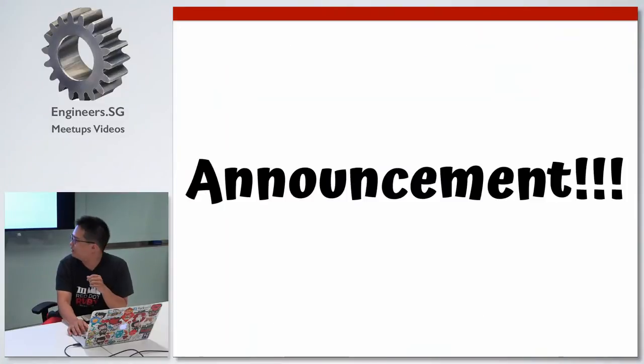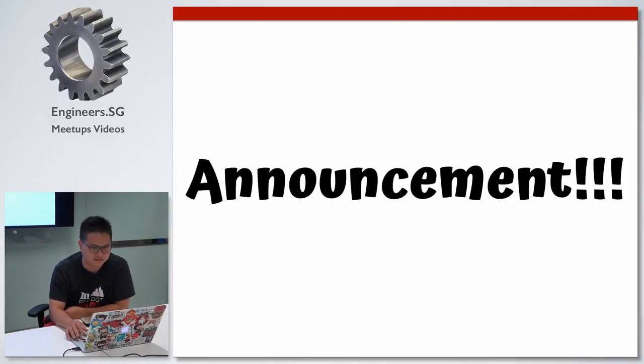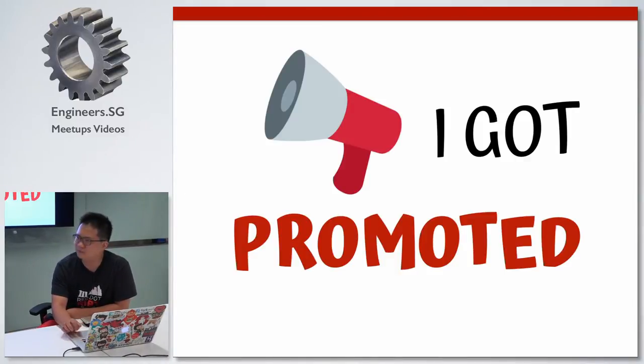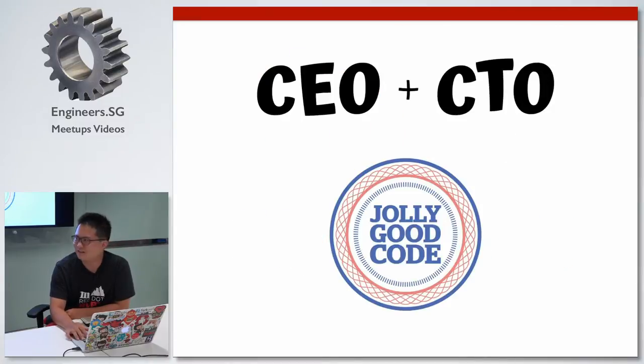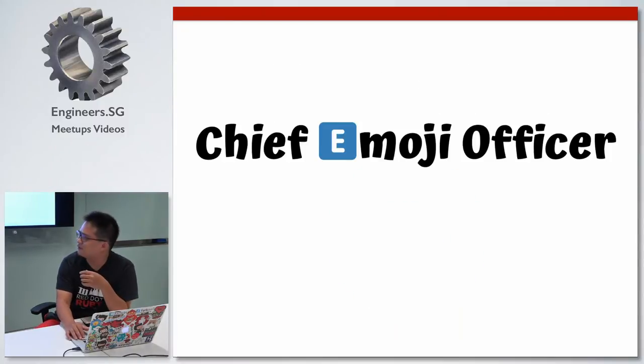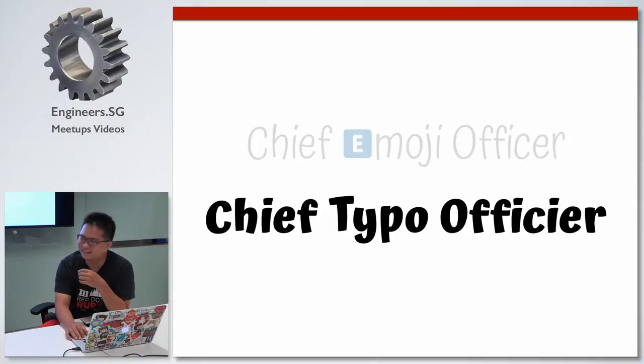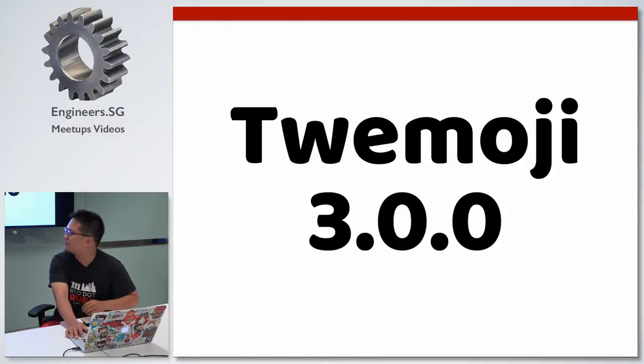Okay, and I have an exciting announcement, because I used three exclamation marks. I got promoted by Winston. I'm now the CEO and CTO for Jolly Google. The CEO is Chief Emoji Officer, and the CTO is Chief Typo Officer. So, yeah. Okay, let's get to business.